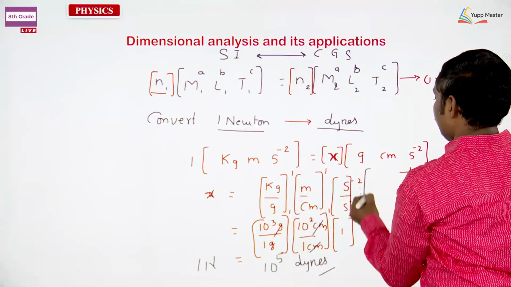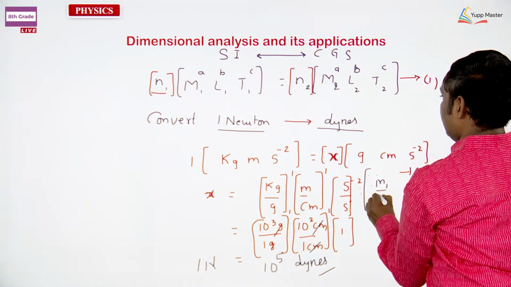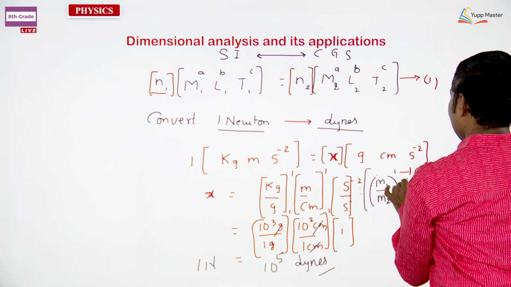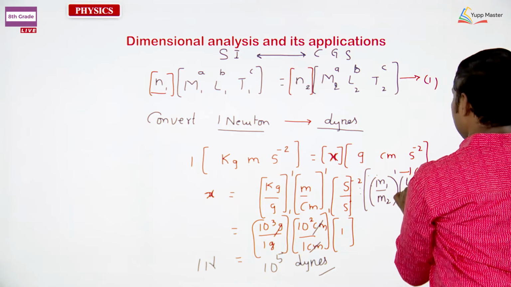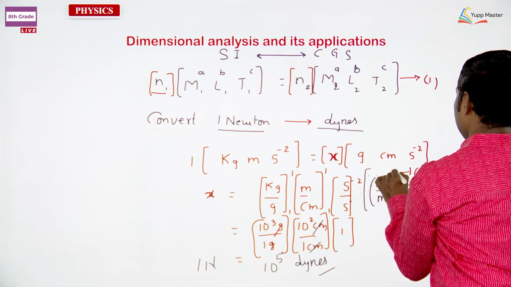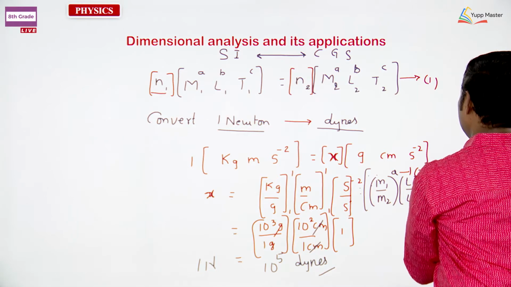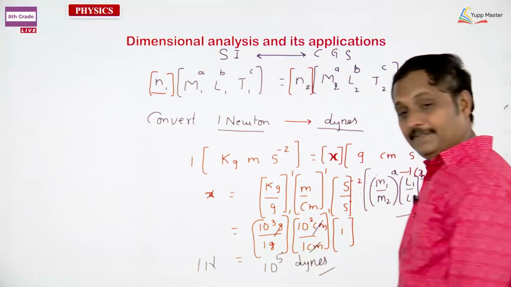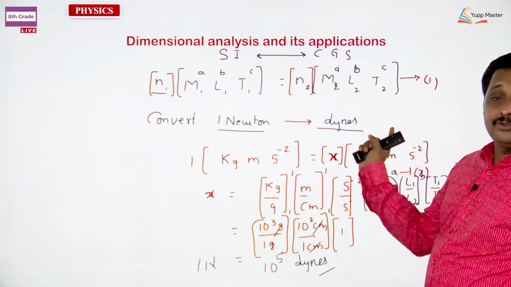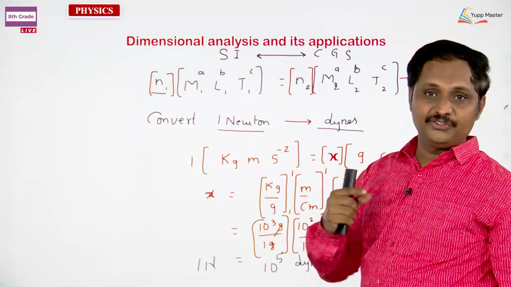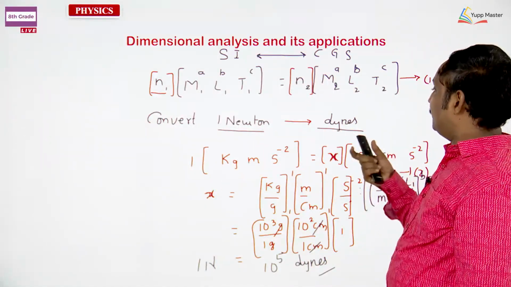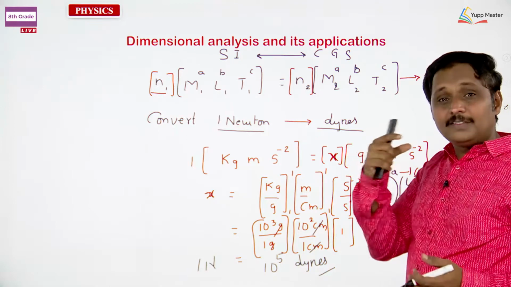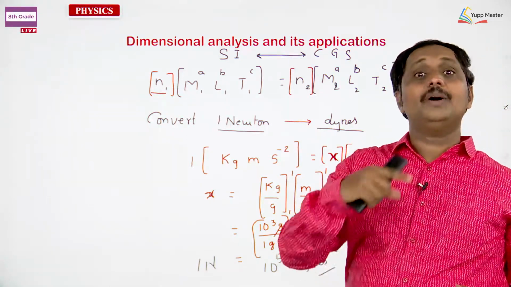How is it going to be possible? With the help of (M1 by M2) power a, (L1 by L2) power b, (T1 by T2) power c. This is the case we are going to take. Please have a look at this type of conversion. If you want to convert dynes into newtons, it is possible. You are going to express that dynes in terms of the newtons also, it is very clear. So, it is possible to express one system of units into another system.